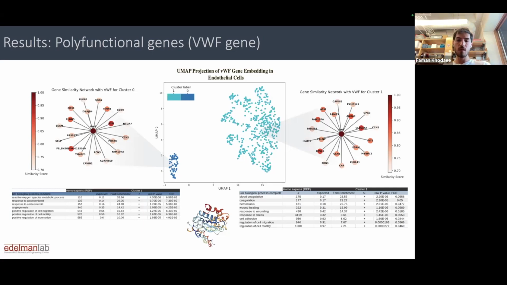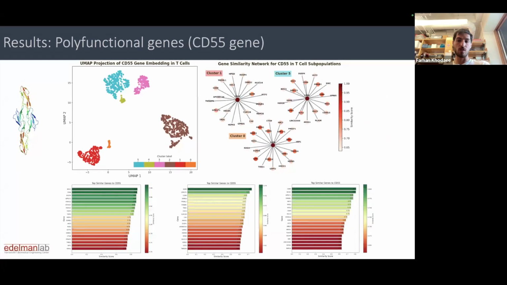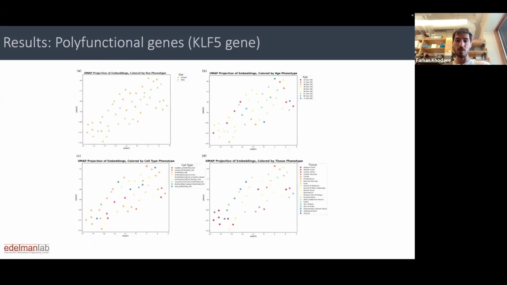This is not only the case for VWF; we showed it for CD55, and especially a lot of extracellular genes have this characteristic of playing multiple roles. This is not the case, for example, for intracellular genes. This is the KLF5 gene, where you don't see that kind of clustering.